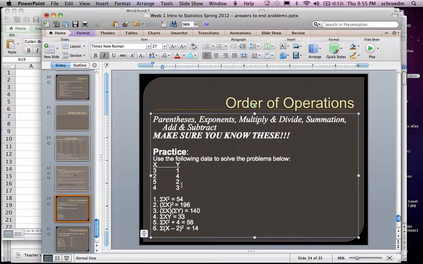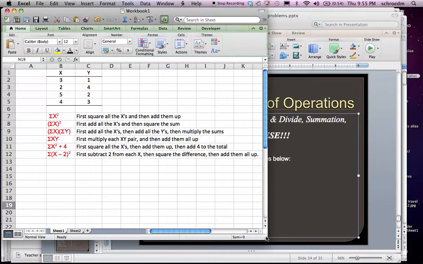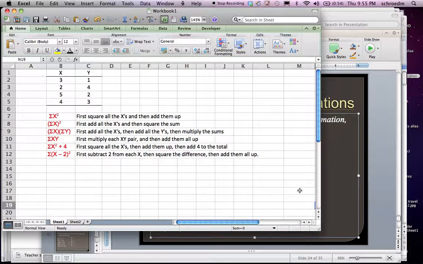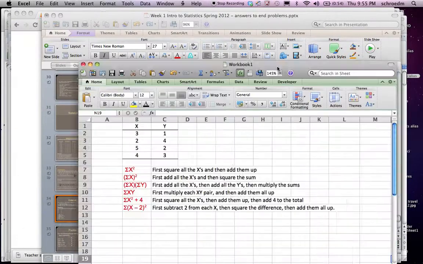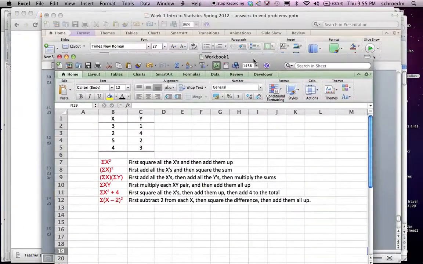So to do this, I have the answers posted right here, but we're just going to go through them in an Excel sheet based on these variables and these equations. What I have here, and we'll be using Excel this next week, I have my X values, I have my Y values. Let me just make sure that those are the same. 3, 2, 5, 4, 1, 4. Okay, good.